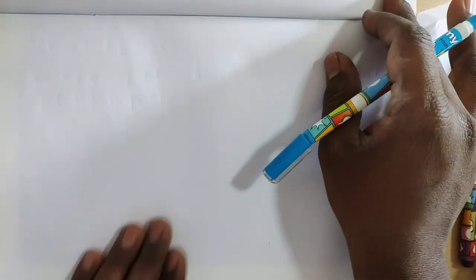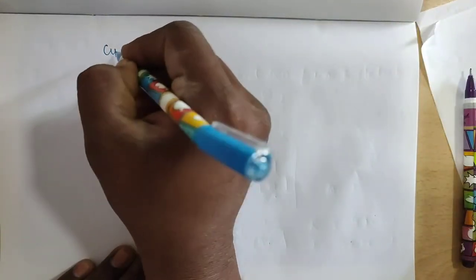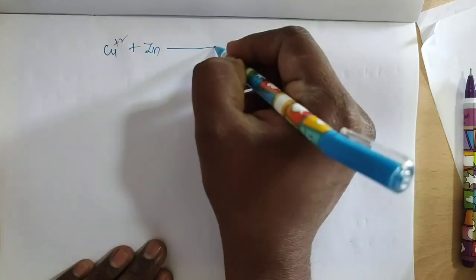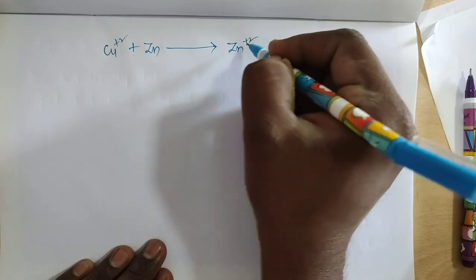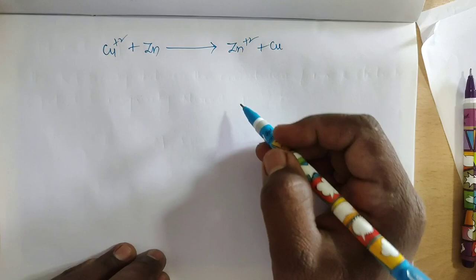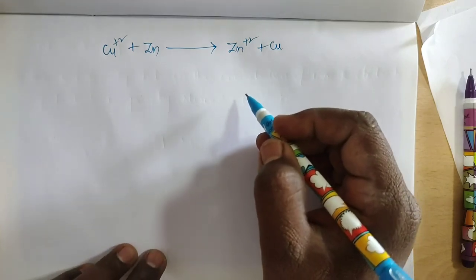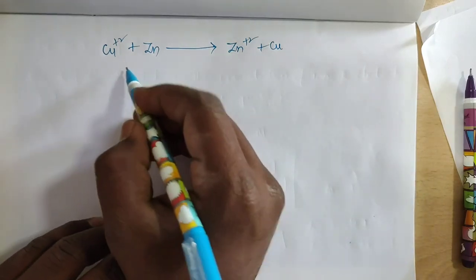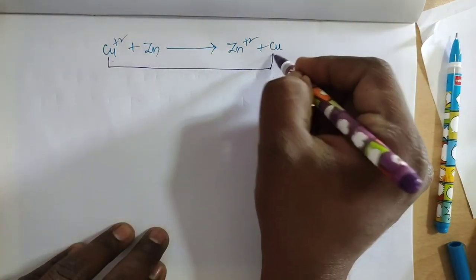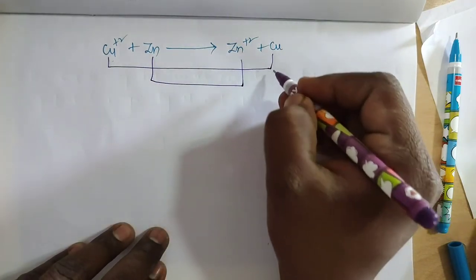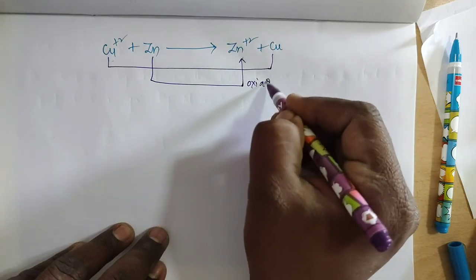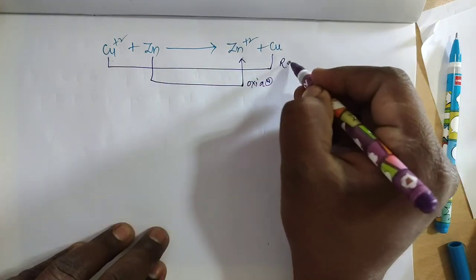For example, we take the Daniell cell: Cu plus 2 plus Zn gives rise to Zn plus 2 plus Cu. This is the Daniell cell, or galvanic cell, or electrochemical cell. What is happening in this? Cu plus 2 is converted to Cu, and Zn is converted to Zn plus 2. Electrons are lost by Zn, so oxidation takes place. Electrons are gained by Cu, so reduction takes place.